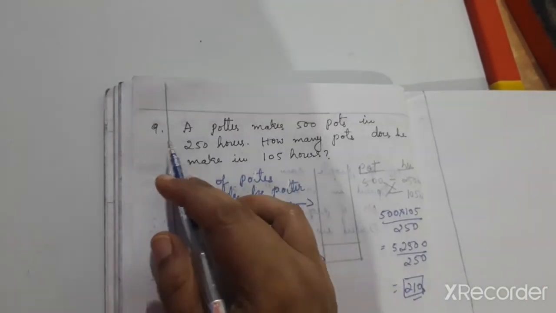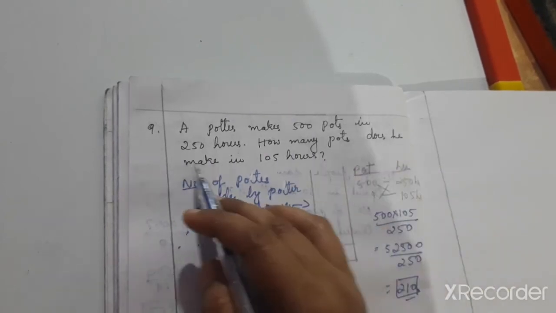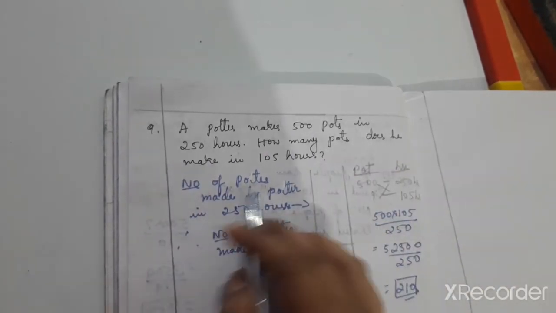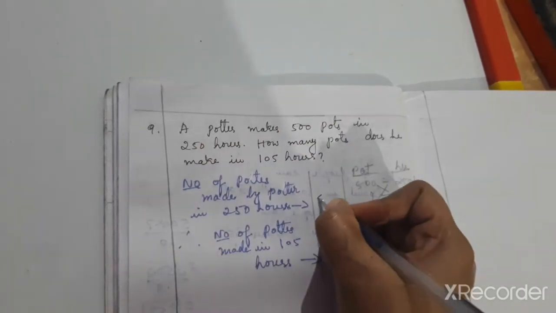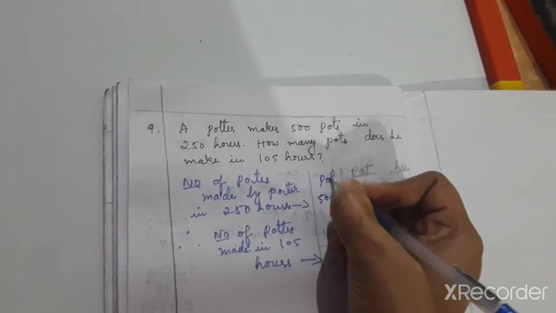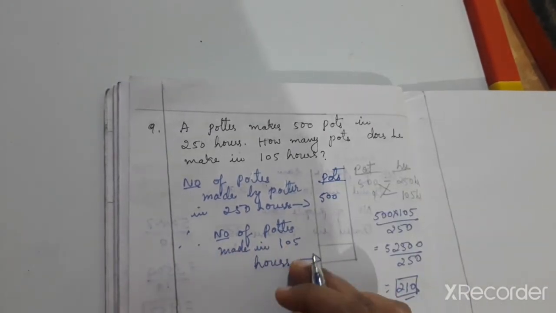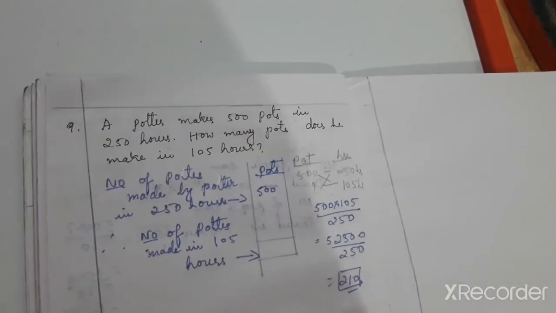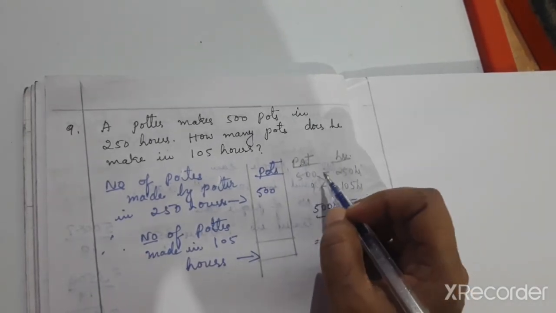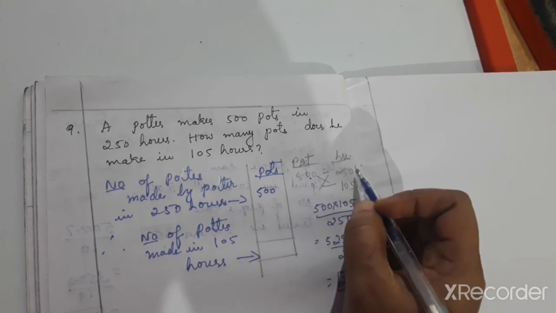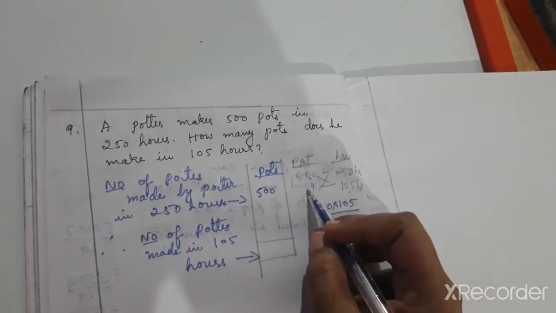Next question, 9th one. A potter makes 500 pots in 250 hours. How many pots does he make in 105 hours? So, number of pots made by the potter in 250 hours, how much? 500 pots. So, number of pots made in 105 hours, that we have to find. Main important one, pots and hours. 500 pots are made in 250 hours. So in 105 hours, how many pots are made?